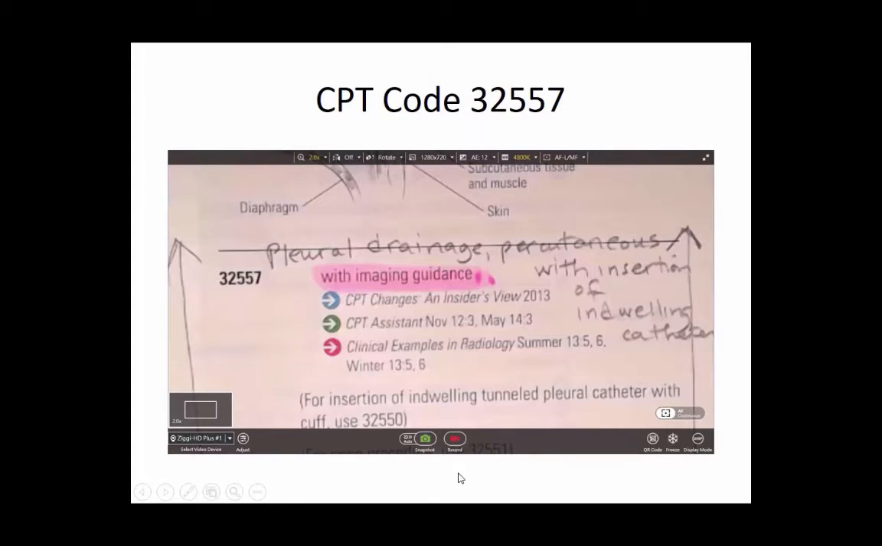Here it is. This is below that diagram. I wrote the parent code, pleural drainage percutaneous with insertion of indwelling catheter, and what made it correct is it adds with imaging guidance 32557.